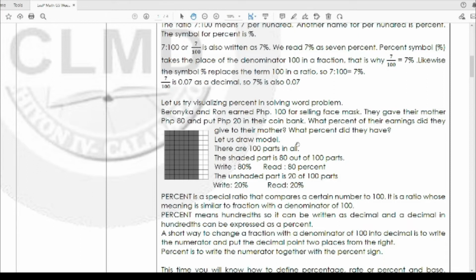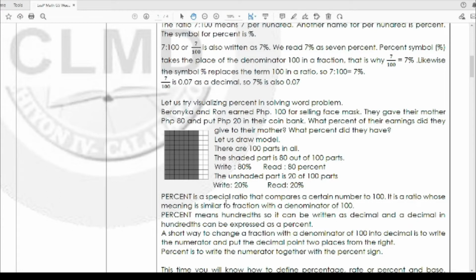Let us draw a model. There are 100 parts in all. So in this figure, 100 parts. The shaded part is 80. This portion out of 100 parts, we can write as 80%, read as 80 percent. The unshaded part is 20. So from here, of 100 parts, we write 20% and read it as 20 percent.